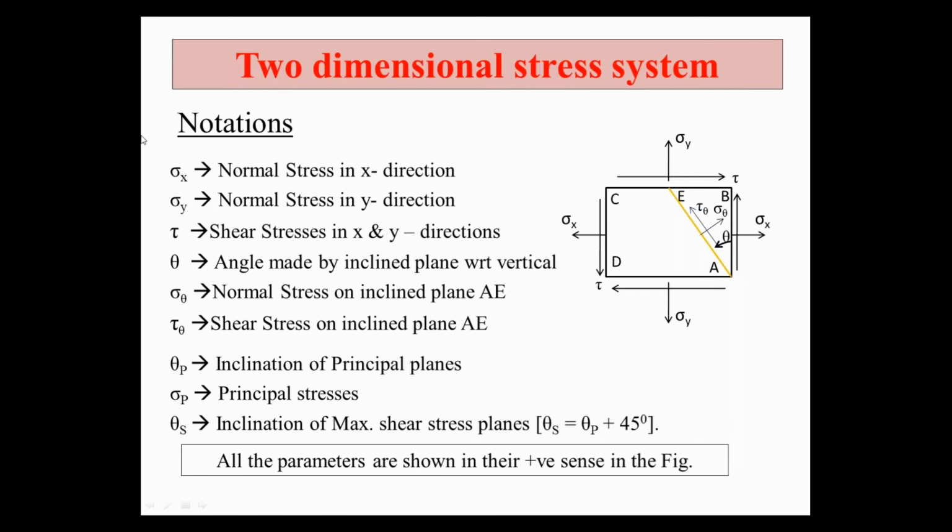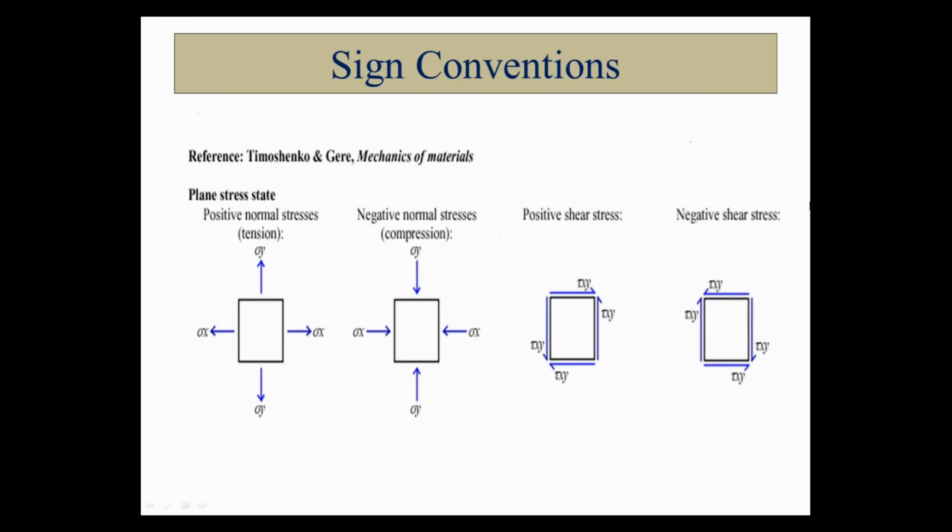Then the two-dimensional stress system. These are the notations for the two-dimensional stress system, so just take them down. Then these are the sign conventions, what is positive and what is negative, according to the reference Timoshenko and Gere. Positive tension, negative compression, positive shear will be like this. Here there are two subscripts, tau xy. The first subscript is the plane, and the second subscript is related to the direction.